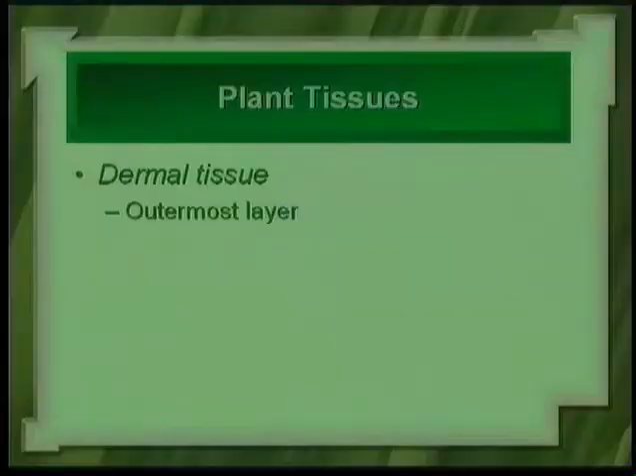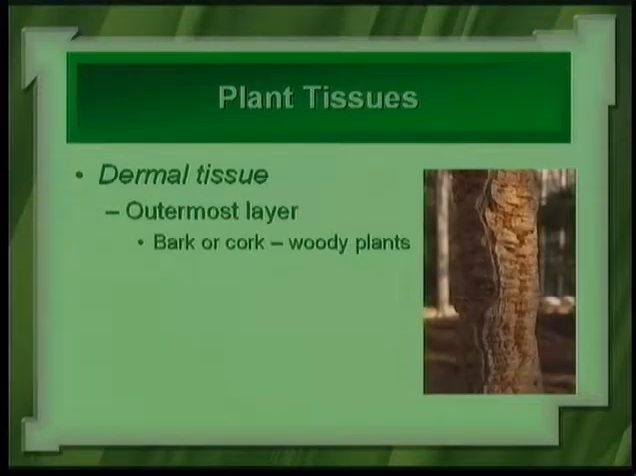Okay, so plant tissues. We have dermal tissues, and they form the outermost layer, and other tissues that have to do with the outermost part of a plant include bark or cork. So here we have a very nice image of bark making up the stem of this woody plant. So remember that generally the epidermis is the outermost layer of a non-woody plant or herbaceous plant. Bark or cork is the external layer or layers on woody plants.